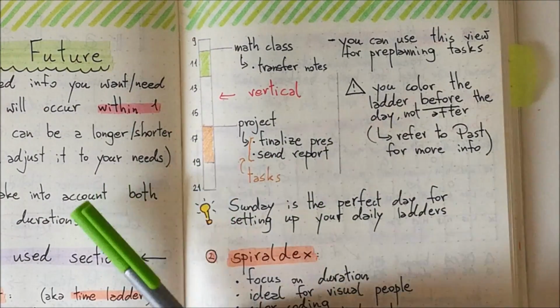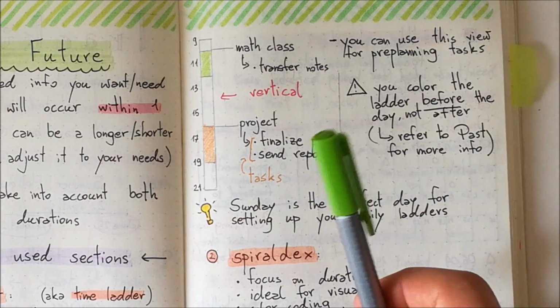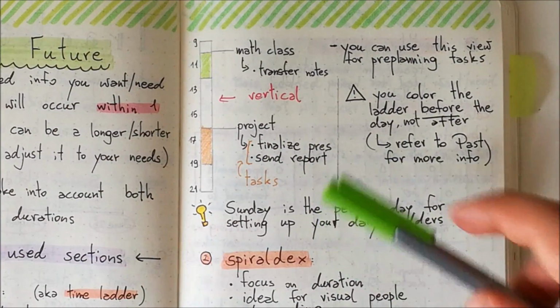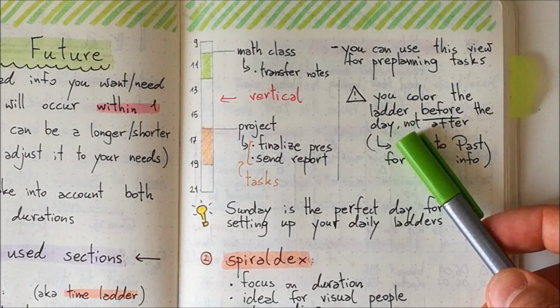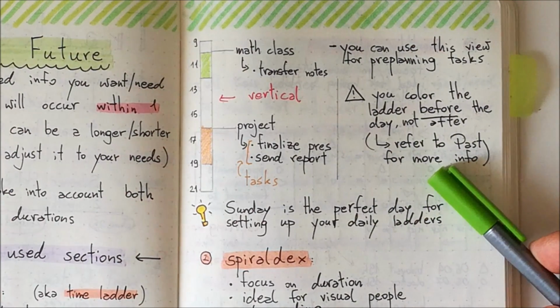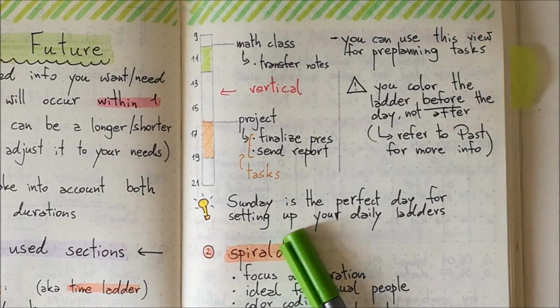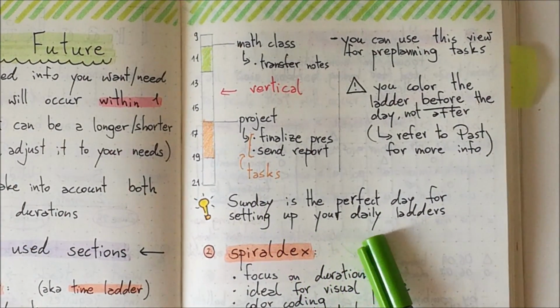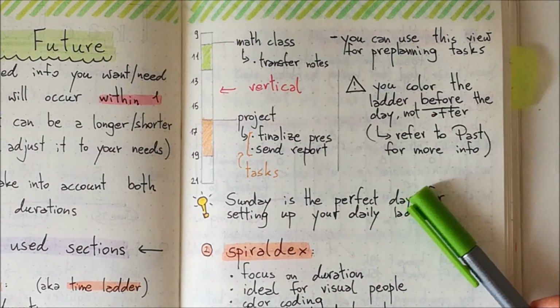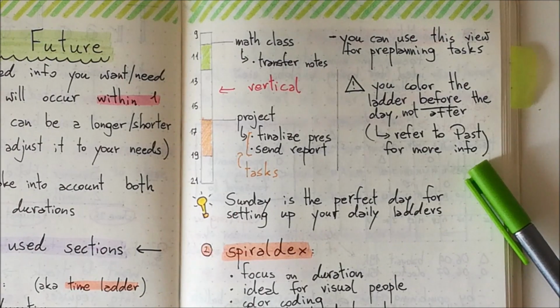Now, since this is a close future spread, you color the letter before the day, not after. Of course, you could color it afterwards as well, but in that case, that would be considered as a past time section, and we'll get back to it in a moment. To me, Sunday is the perfect day for setting up your daily letters, and if you're more interested about how I pre-plan for my whole week, there is a video up on my channel about it.